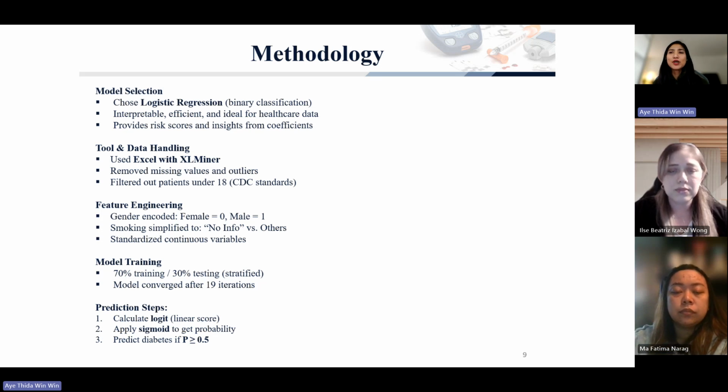For example, gender was encoded as 0 for female and 1 for male. Smoking history was simplified to no info versus others. We also standardized numerical variables. Then we split the data 70% for training and 30% for testing. The model completed training after 90 iterations.